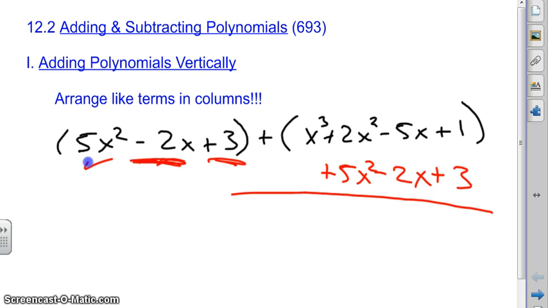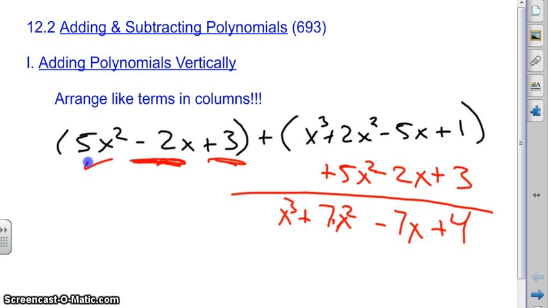1 plus 3 is? 4. That's a positive, right? We have negative 5x plus negative 2x. Negative 7x. Good job, negative 7x. And we have 2x squared plus 5x squared. 7x squared. Good, 7x squared. And then we have x cubed plus no other x cubed. So what do we have? X cubed. We have a positive x cubed. Right, so 1x cubed. This is an x. Okay?